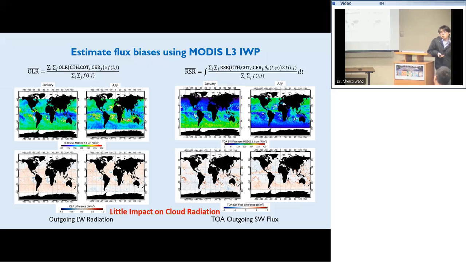For example, if you simply replace the cloud particle shape from one to another, for example, you change the shape from plates to something else like columns, that will give you very huge differences. If you look at the flux, that can be maybe 20 watts per square meter or even larger. So this 0.5 watts per square meter is very small, very marginal.